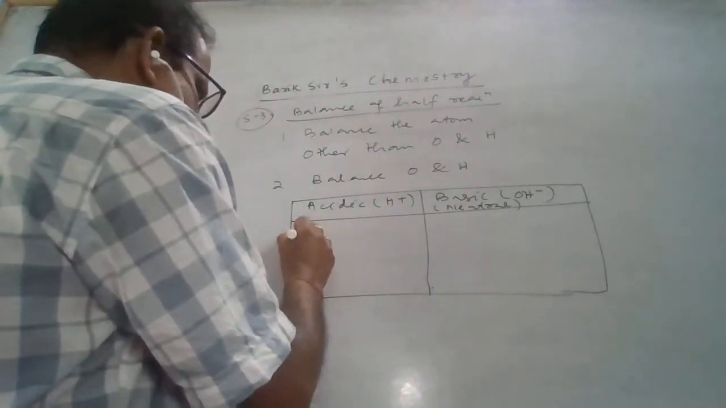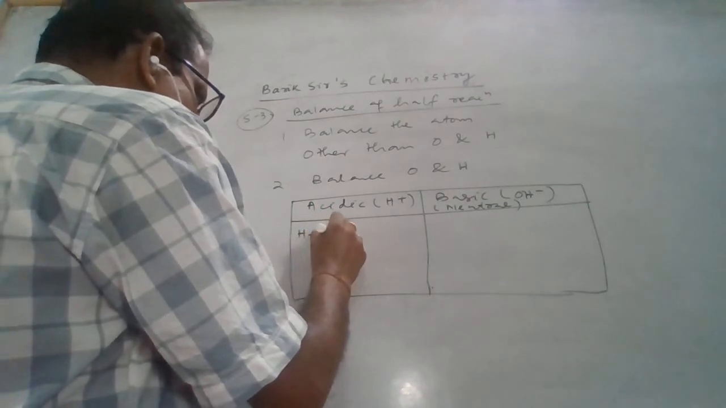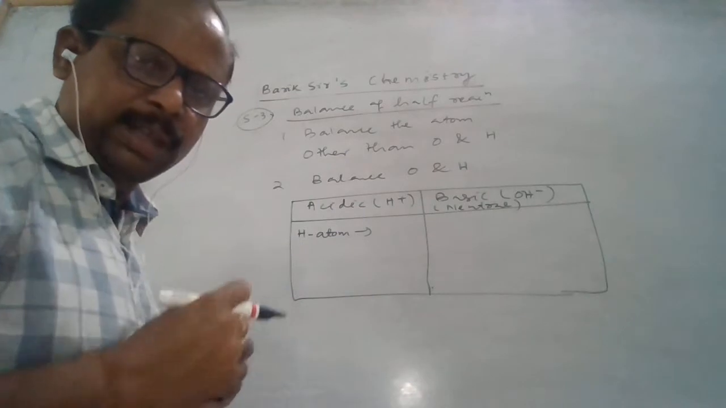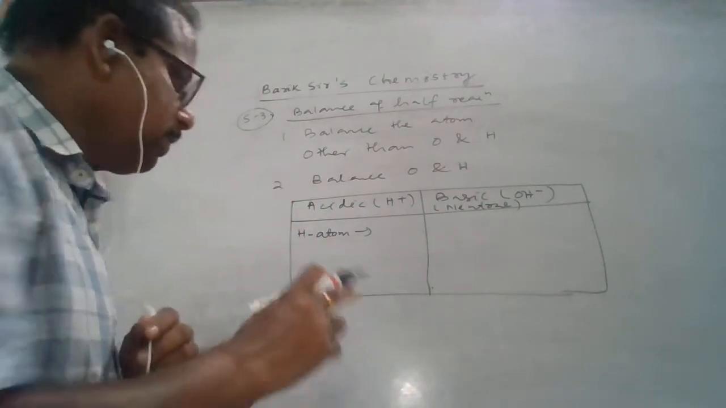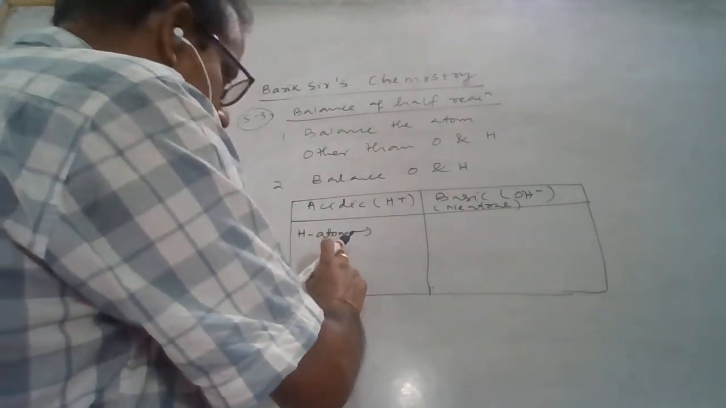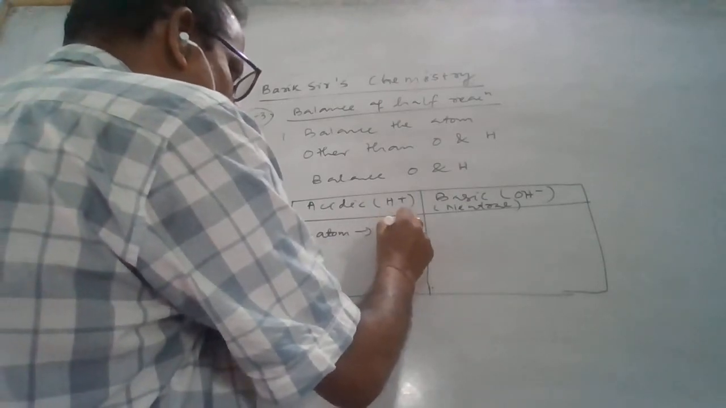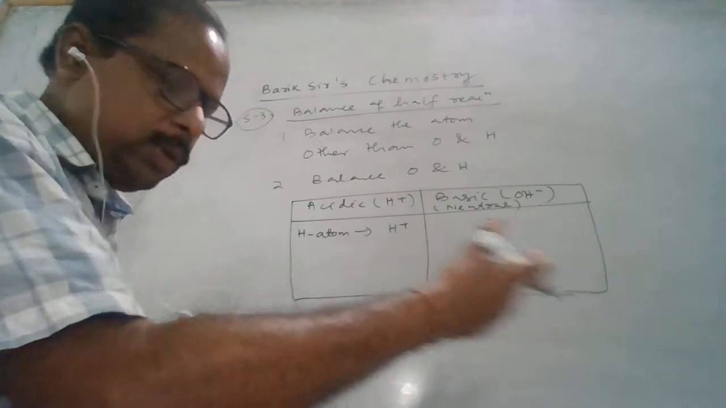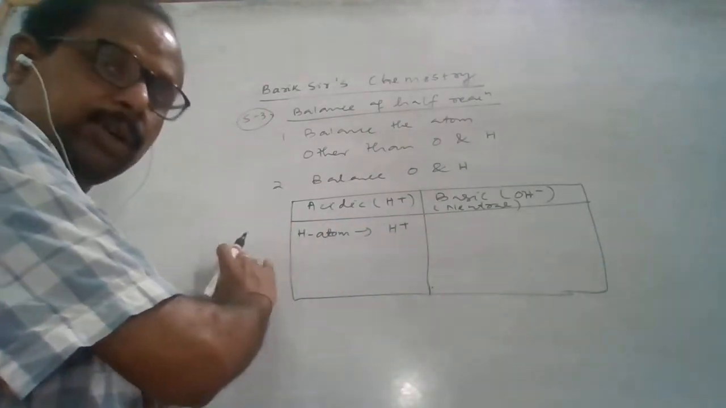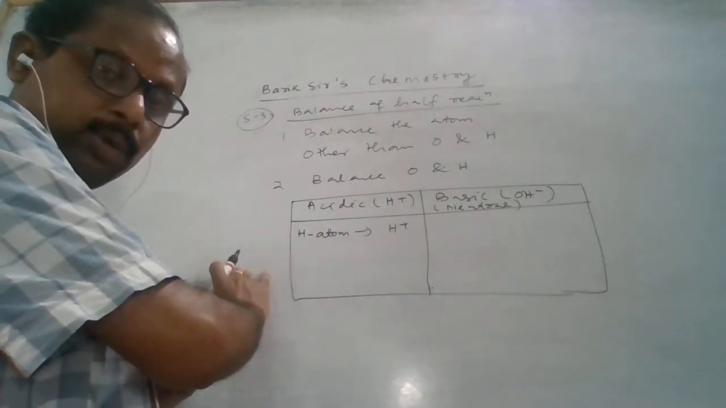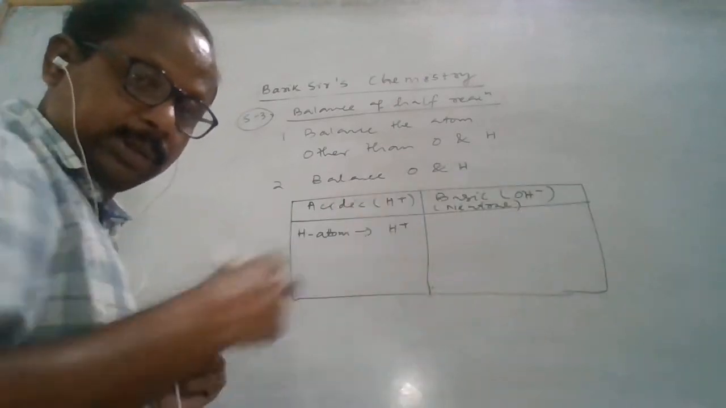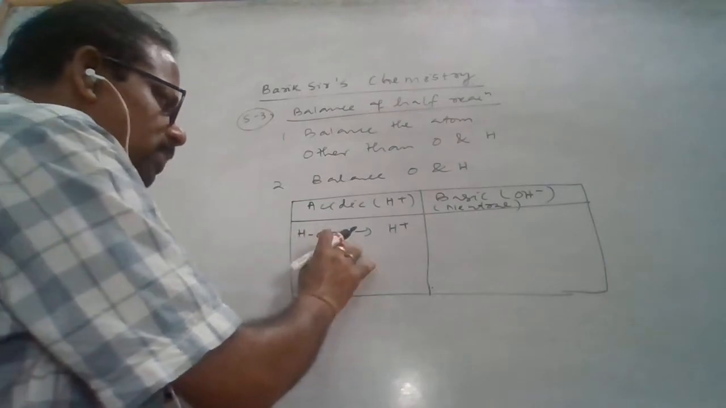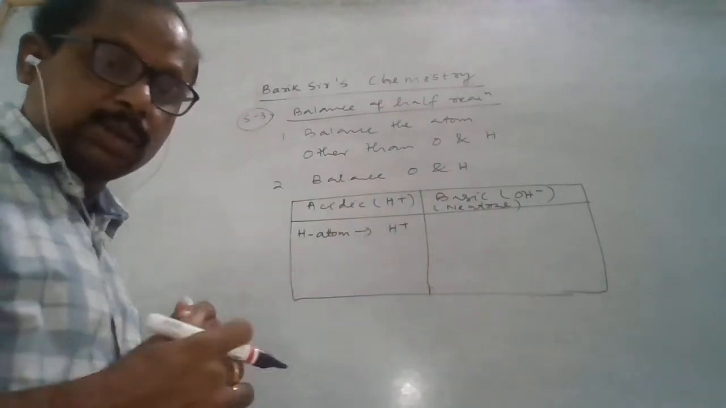So in the acidic medium, if one side, maybe left side, maybe right side, is having more hydrogen atoms, then for one hydrogen atom, one H plus is to be added to the other side. If the left hand side contains 5 more hydrogen, then the right hand side will get 5H plus. So to balance the hydrogen atom, you have to add H plus ion to the other side.